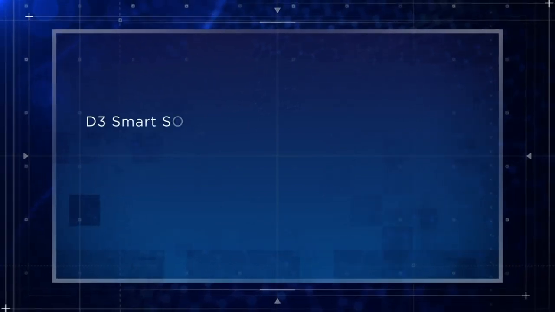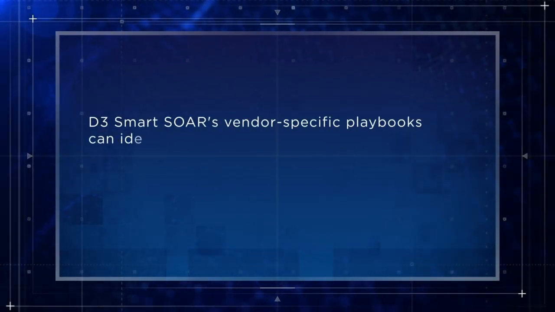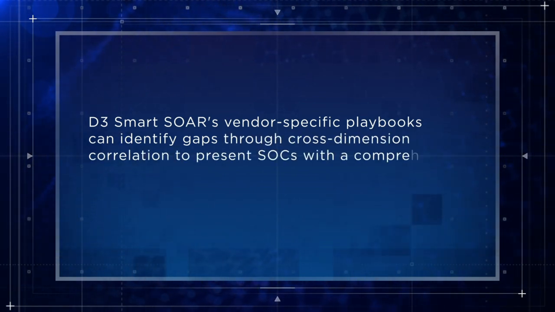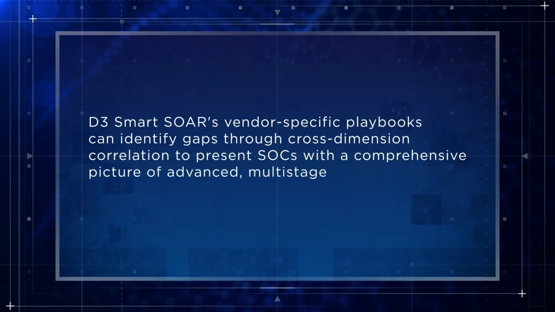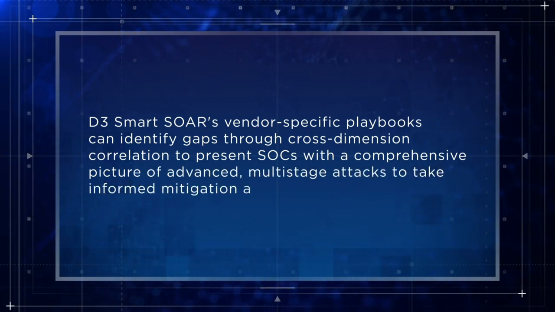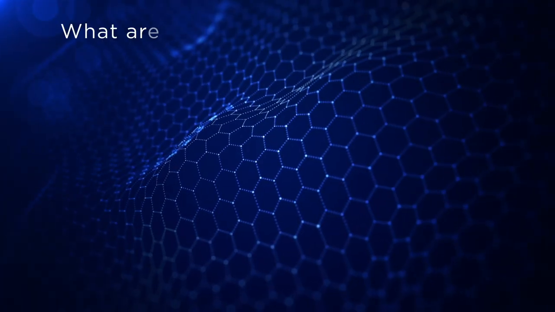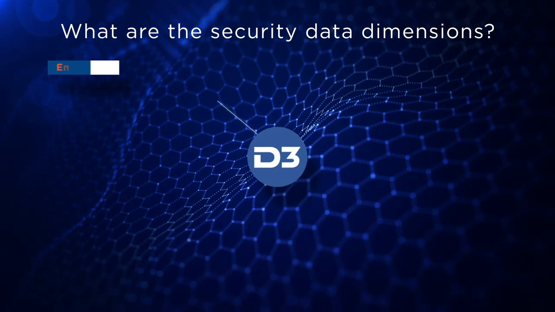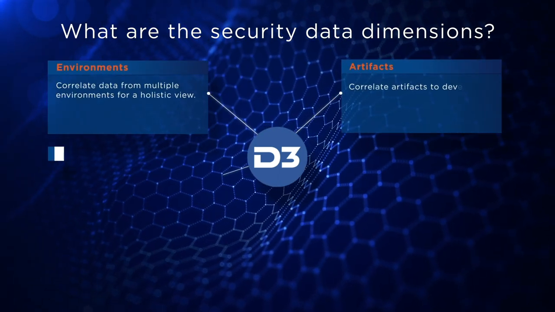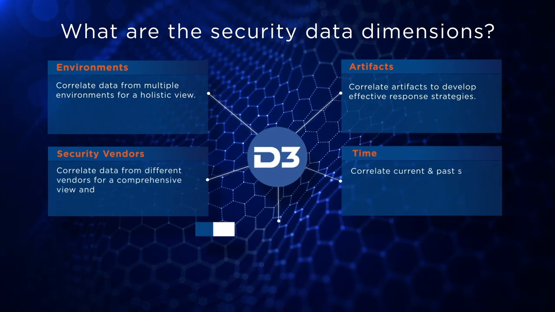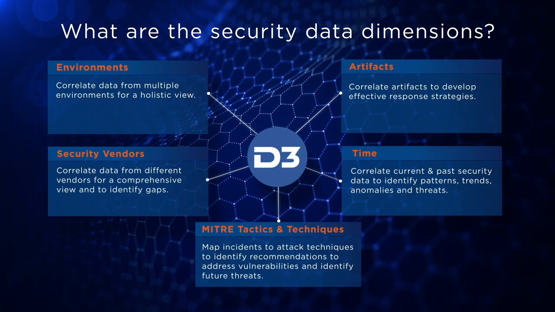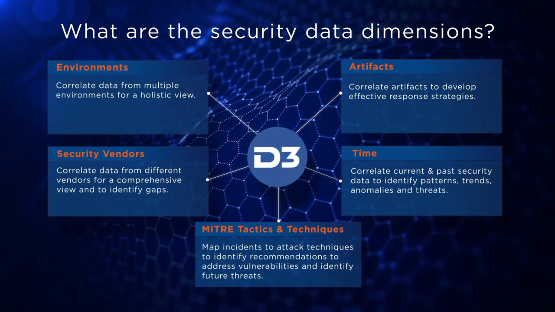In this demonstration, we'll be focusing on one of the five pillars, D3 Smart SOAR's vendor-specific playbooks. They identify gaps through cross-dimension correlation and present SOCs with a comprehensive picture of advanced multi-stage attacks so they can take informed mitigation actions. The different security data dimensions that D3 Smart SOAR playbooks track are environments, artifacts, security vendors, time, and MITRE tactics and techniques. While other SOAR vendors can monitor patterns across one or two of these dimensions, D3 Smart SOAR covers all five.